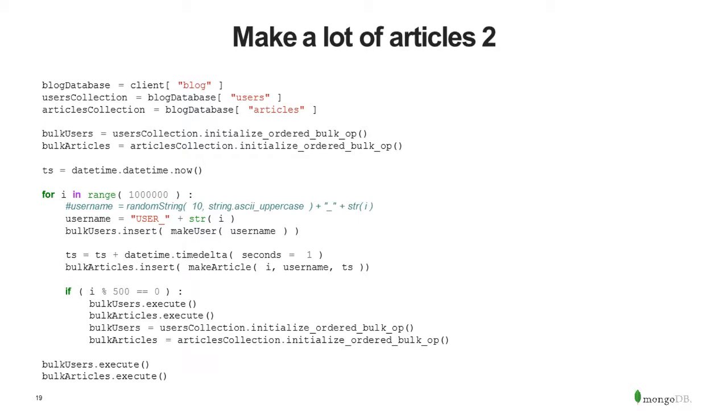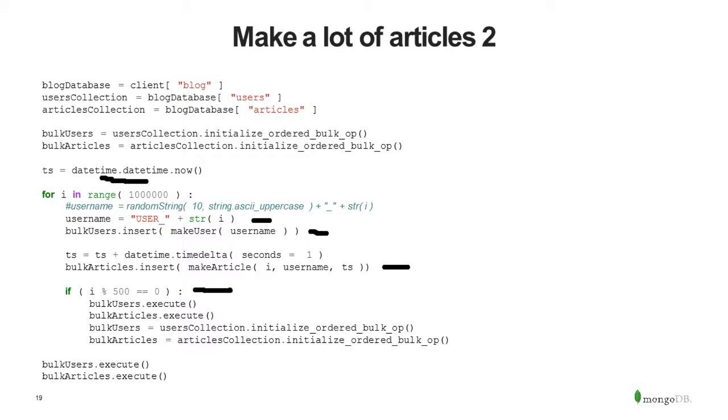And so typically with the bulk upload API, we initialize bulk users and bulk articles. We initialize a timestamp here. There's the timestamp. Then we're going to iterate for 1 million records. We're going to add a user, which is created from the account. We're going to add a username from the make user function. Then we're going to add an article, and we're going to increment the date stamp by a second each time so we can differentiate the articles.